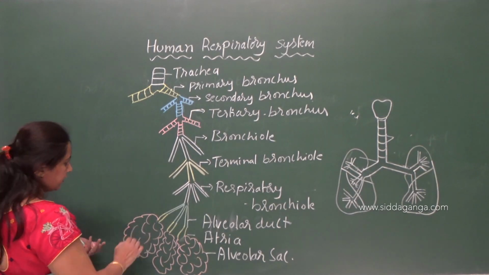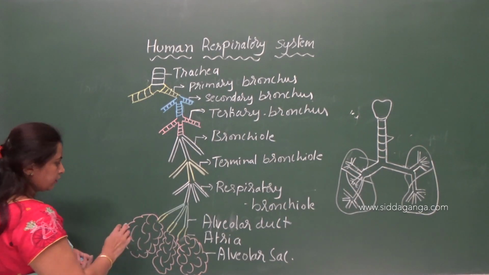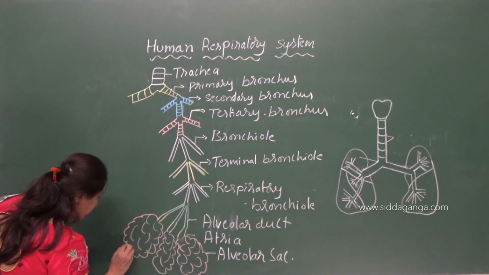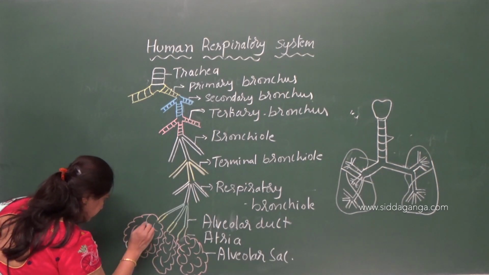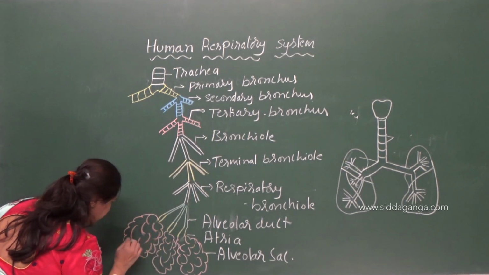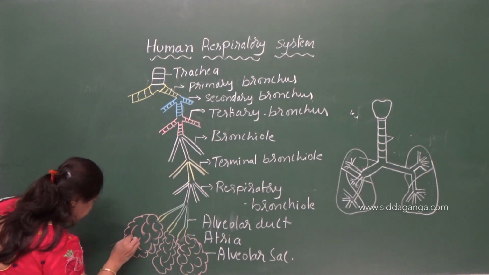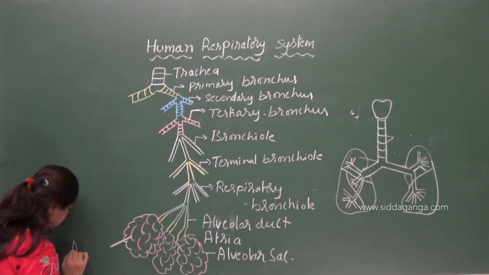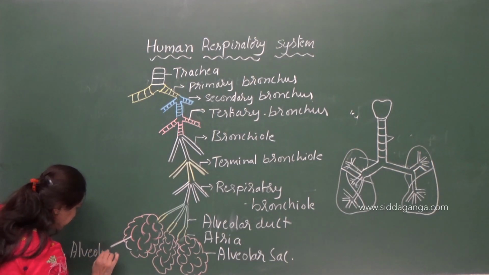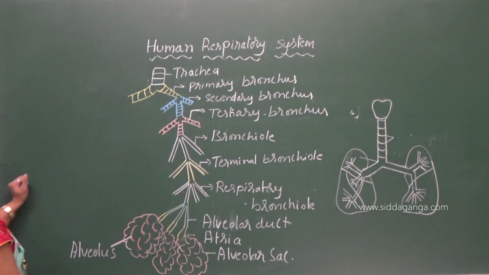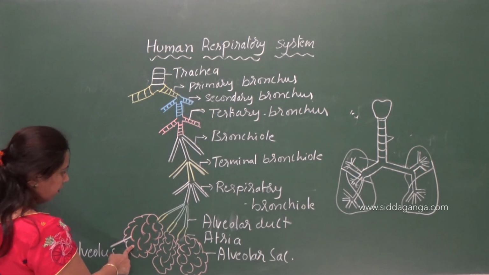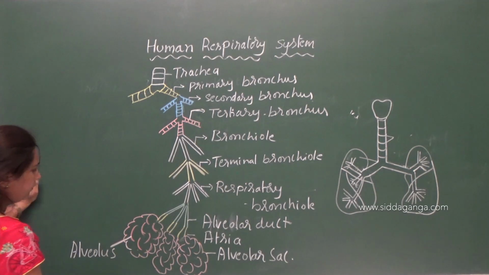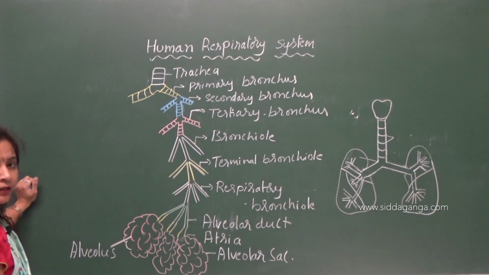Now, the alveolar sacs contain a group, or cluster, of alveoli. So, this single one, what I have written, all these are alveoli. One I am going to label here as alveolus. It is through the wall of the alveoli that the exchange of gases will take place.